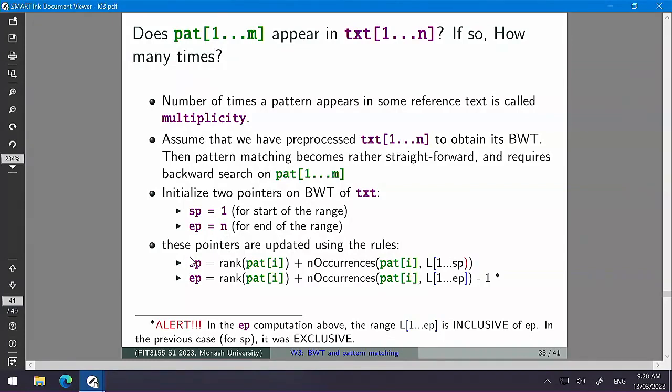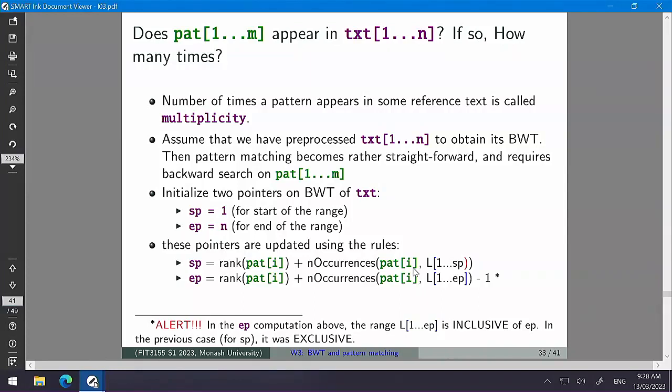Here's the thing. I want you to pay attention to what this is saying. Whatever letter you're searching in an iteration, initially the iteration starts at the last letter, then the second last letter, then the third last letter. That will be a single letter in your pattern. The start point is updated as the rank of that letter plus the number of occurrences of that letter from 1 to the previous start point, exclusive.